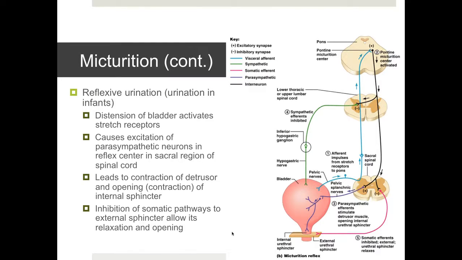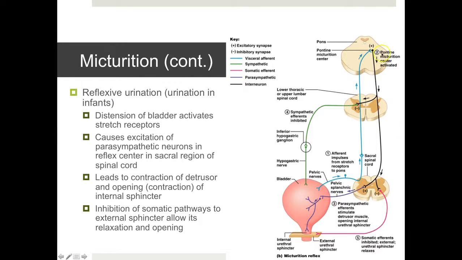So this is our reflexive urination that's going to take place in infants. They don't really have that conscious control just yet, but they get a distension of the urinary bladder. We get stretch receptors that are activated. This causes our parasympathetic nervous system to be stimulated, and our sensory signals go into our sacral region.